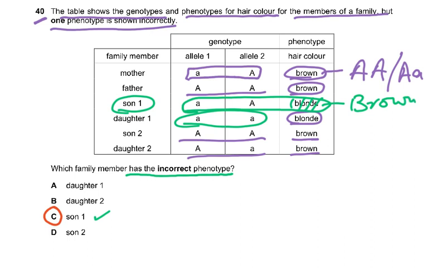It has the incorrect phenotype because, as we've seen, big A, small a is brown. Big A is brown. So this was wrongly written, because the person in son 1 has big A, small a. Why has it been written blonde? So the blonde was the wrong phenotype. So please understand why son 1 was the correct answer to this.